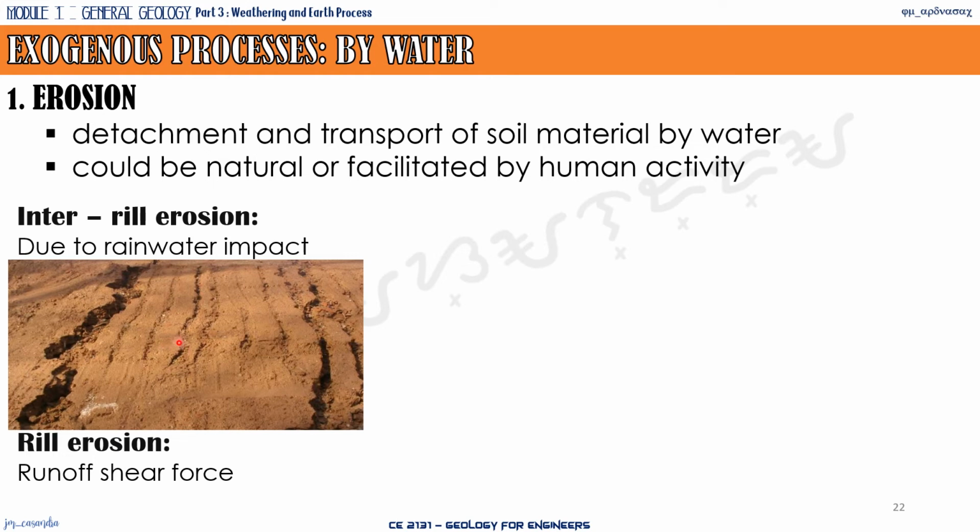Pag may loose material doon sa lupa, pag may pumatak na tubig, tumatalsik yung ibang parts ng tubig together with the smaller particles. Yung rill erosion naman would be the runoff shear force. So, merong dumadaloy dito, nagfo-flow na water. And as water flows, it gathers now the loose particles on the soil. So, pag mas marami yung loose particle and mas marami yung flow ng water, so mas malaki yung erosion natin.